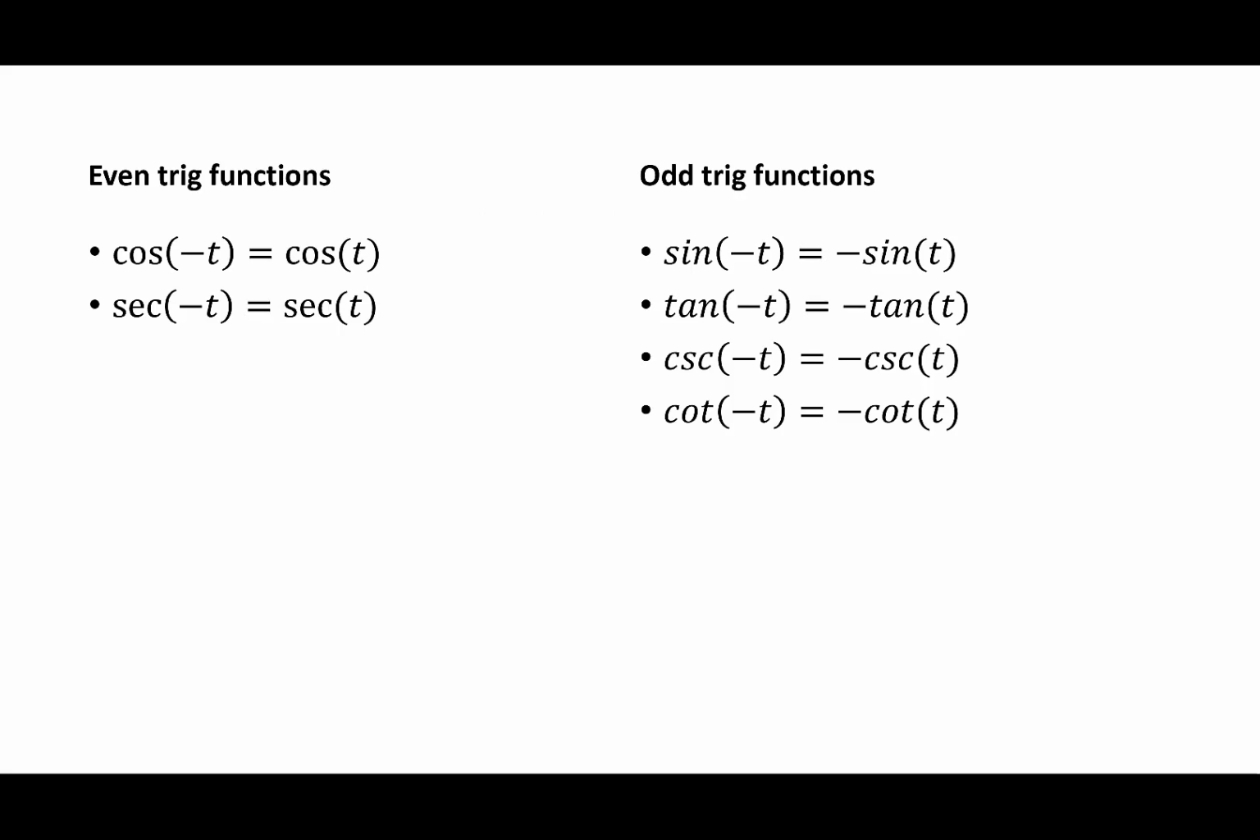This breaks our trig functions into two types. Cosine and secant are both even functions. Cosine of negative t will be the same as cosine of t. Secant of negative t will also be the same as secant of t. Sine, tangent, cosecant, and cotangent are all odd trig functions. The sine of negative t is equal to negative the sine of t. Tangent of negative t is negative tangent of t. Cosecant of negative t is negative cosecant of t. And cotangent of negative t is negative cotangent of t.